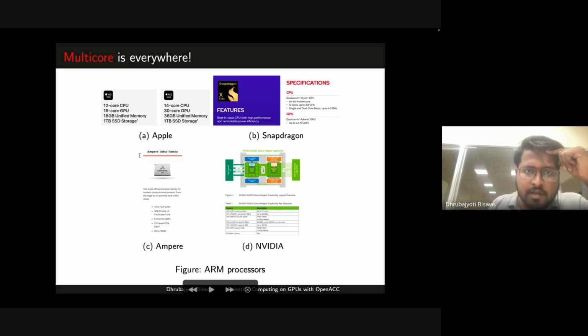There is this ARM vendor called Ampere, who is now giving, sorry, let me admit just a few people.